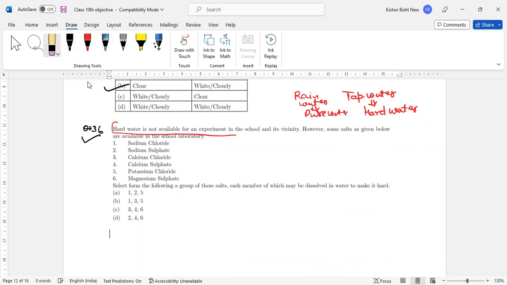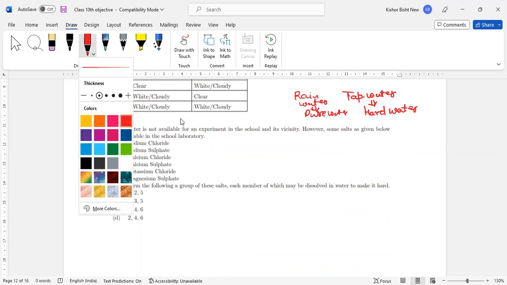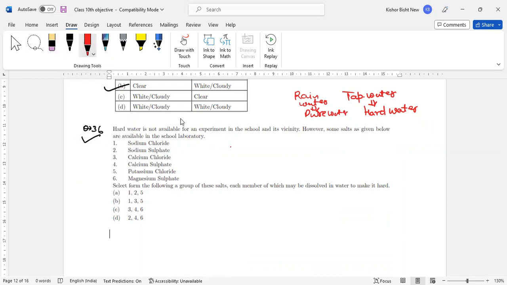The question says that hard water is not available for the experiment in the school and its vicinity. However, some salts are available in the school laboratory. So select the group of these salts, each member of which may be dissolved in water to make it hard. Please remember which substances are present in hard water.